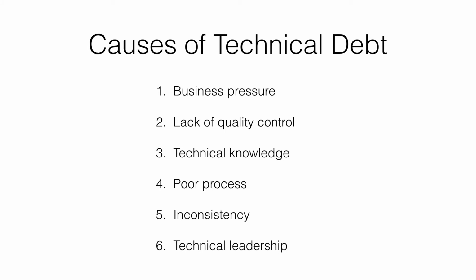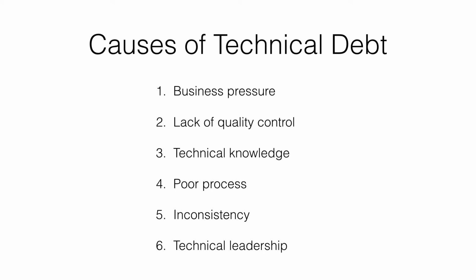So to recap, these six common causes are business pressures, pressures from management rushing us, saying we need the feature now, we absolutely have to have it, we can't wait. Second one, lack of quality control, so deficiencies somewhere in the manual or automated tests that you've got. Third one is technical knowledge, so lacking the technical seniority to be able to design systems that are adaptable over time and don't have a large amount of technical debt.